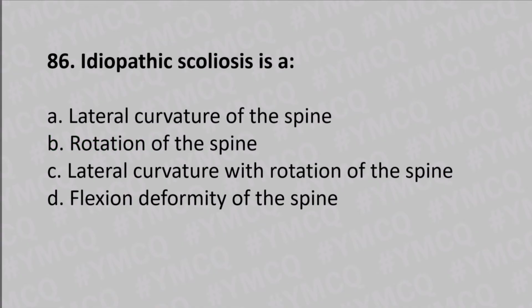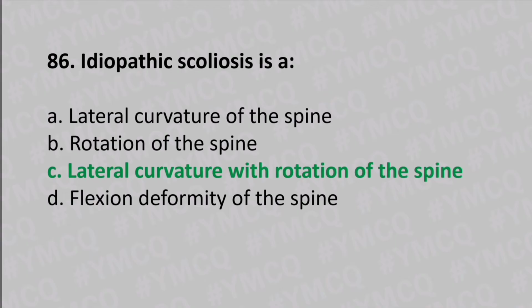Moving to our 86th question. Idiopathic scoliosis is Option A, lateral curvature of the spine. Option B, rotation of the spine. Option C, lateral curvature with rotation of the spine. Option D, flexion deformity of the spine. And the answer is Option C, lateral curvature with rotation of the spine.